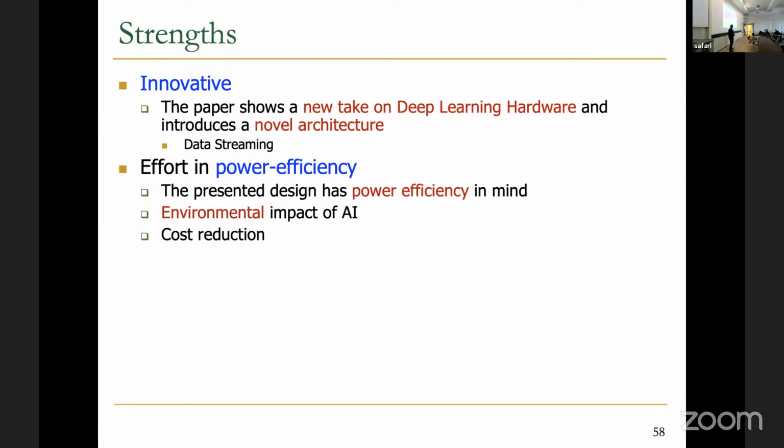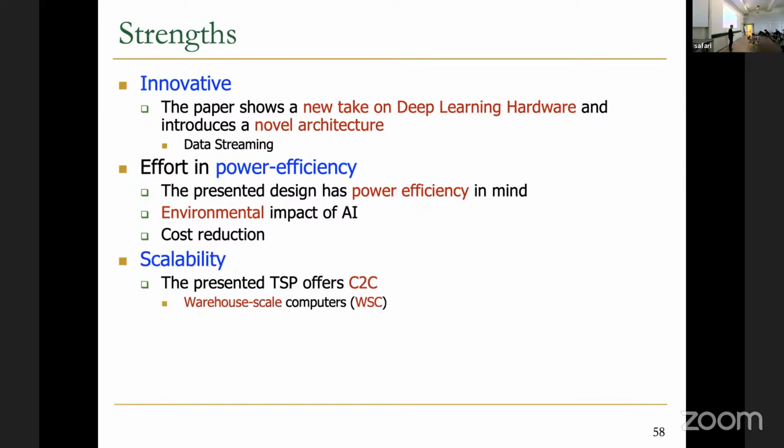It gives effort in power efficiency, which is always important because not only does it reduce cost, but nowadays where machine learning gets more important every day, it's nice to also limit the environmental impact of the whole thing, especially now that power is not as easily available as it has been before.